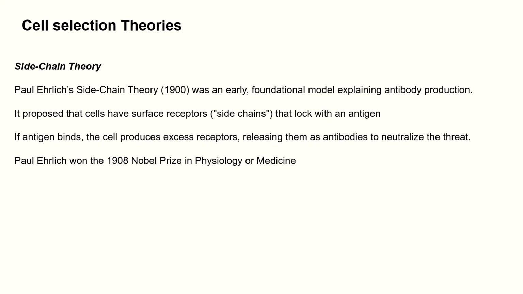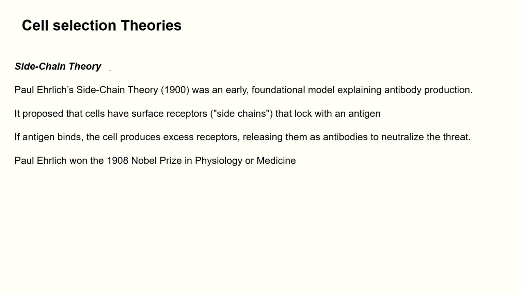So let's try to understand the selection. There are many theories which were put forth by various scientists, and some of them are well documented in terms of their originality, and also the extent to which they are replicated in the actual theory which we know to date. So the first theory is the side chain theory. The side chain theory was given by Paul Ehrlich in 1900.